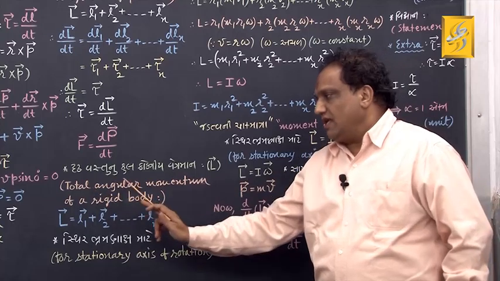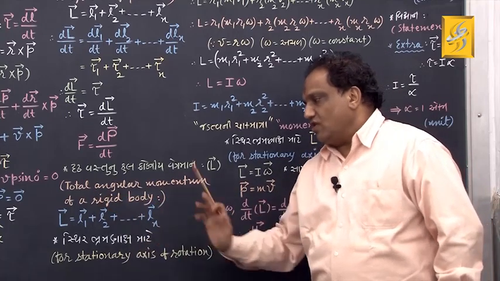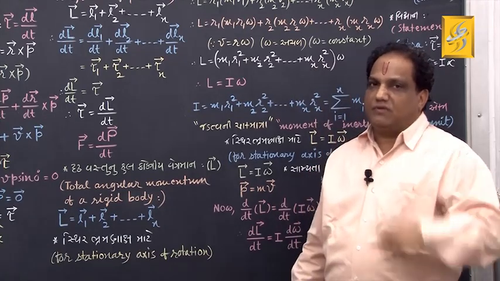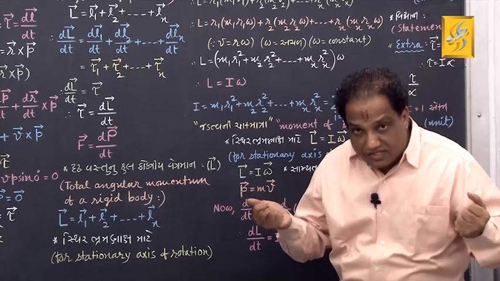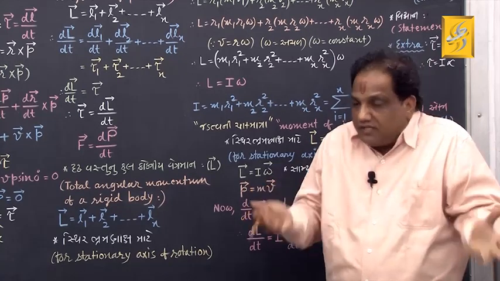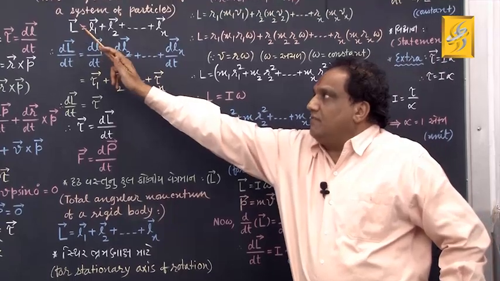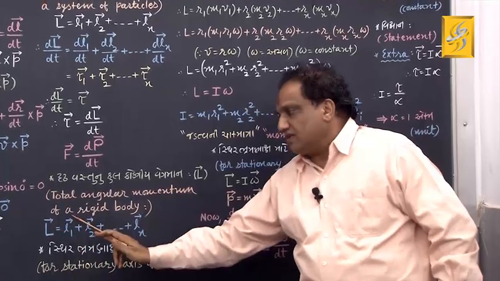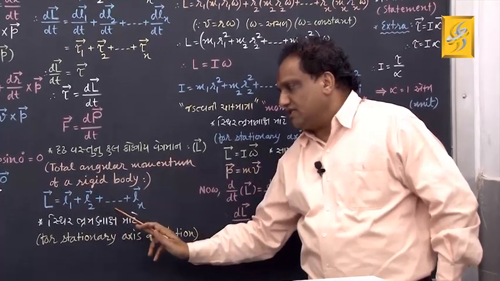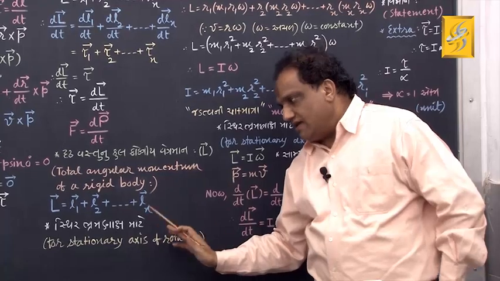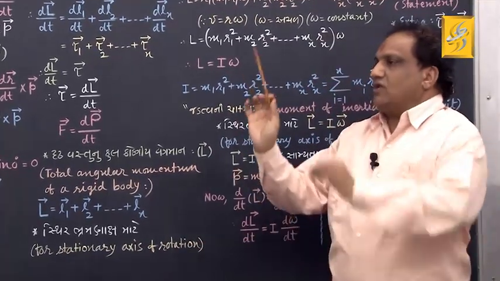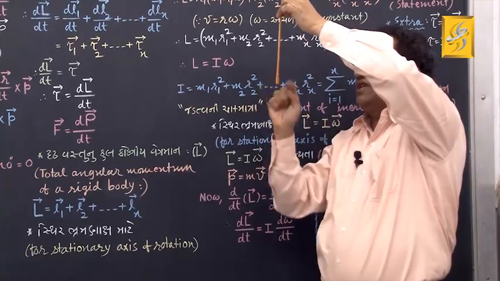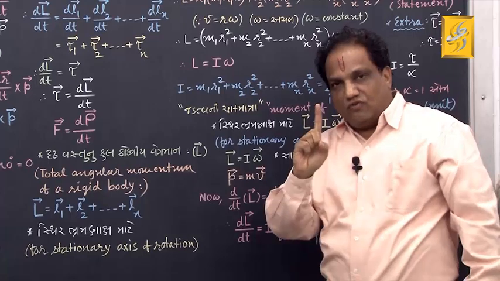Now we go for the total angular momentum of a rigid body. My dears, what is a rigid body? It is also a system of particles. And if you are talking about a system of particles, don't you know the total angular momentum can be found using this vector relation? Vector capital L equals vector small l1 plus vector small l2 plus dash dash dash plus vector small ln. Wait. Now we are talking about that rigid body which is performing rotational motion about a stationary axis of rotation. You know what we find?